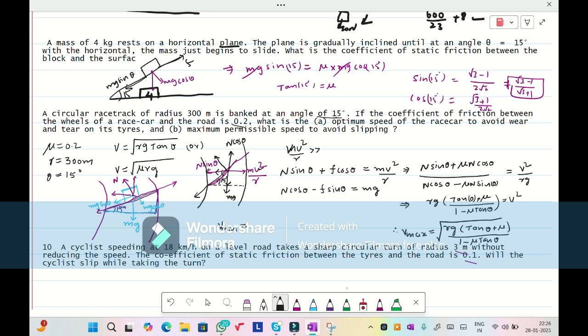Similarly, V minimum is the minimum speed, and for minimum speed the friction should act in the upward direction. The friction is outwards for minimum speed. The friction is inward to balance mv square by r and n sin theta inwards for maximum speed.